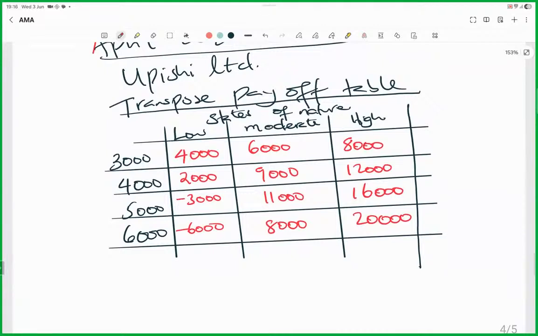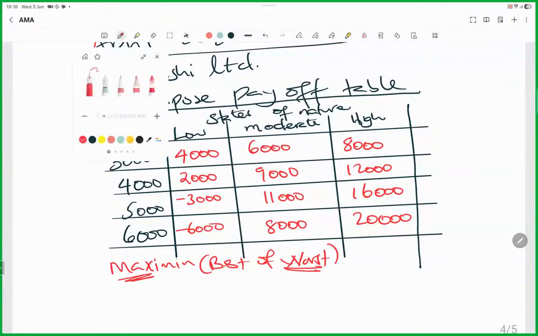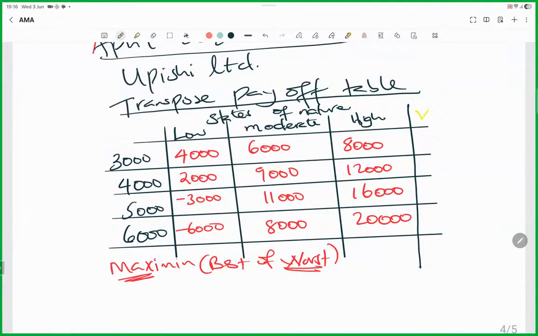I can start with maxi. Now I'm good. Now I can start with whichever, isn't it? I can even start now with maxi-min. So long as I remember it is best of the worst. We start with the worst for each one of them, isn't it? So I'll pick a different color. So I have worst here.